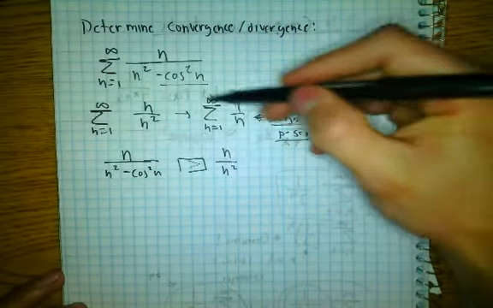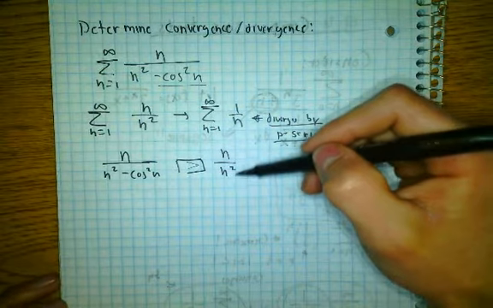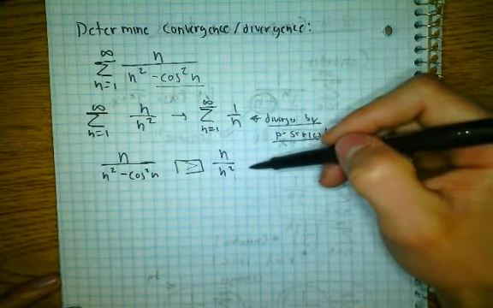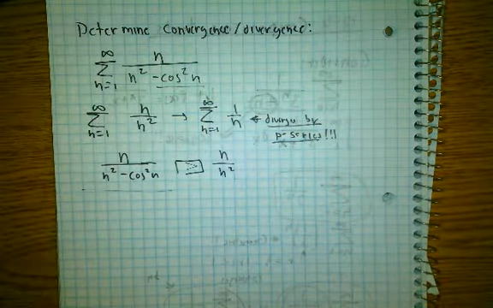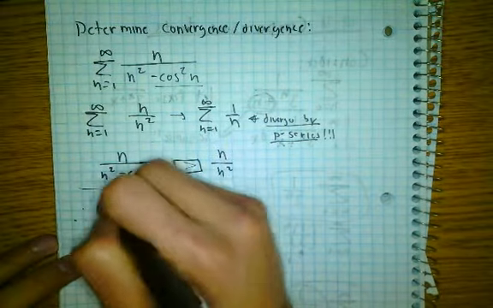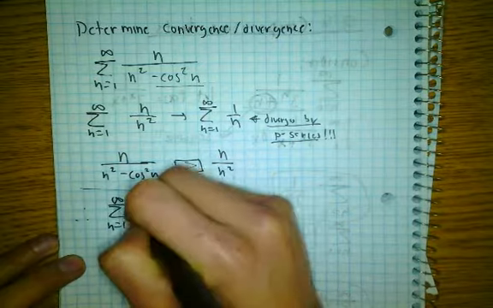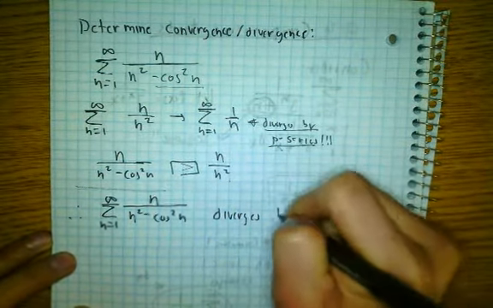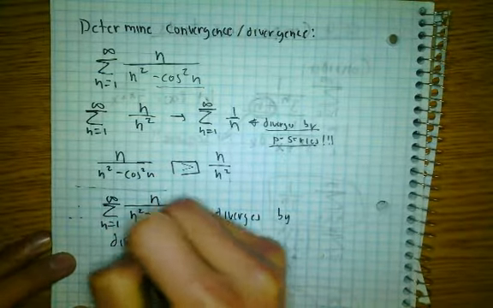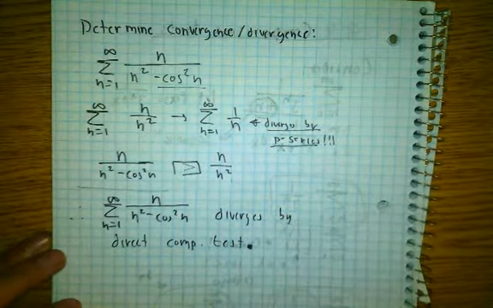So let's think this through. What we're comparing it to, which in this case is the non-reduced form of it, is diverging, and this is bigger than that. What does that mean about this? That is going to diverge as well. Therefore, the series from 1 to infinity of n over n squared minus cosine squared n diverges by the direct comparison test. And that's how easy it is to use this test.